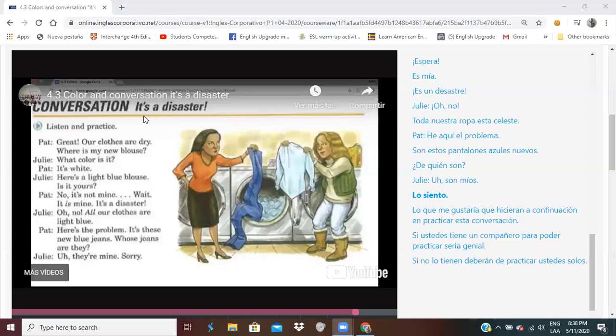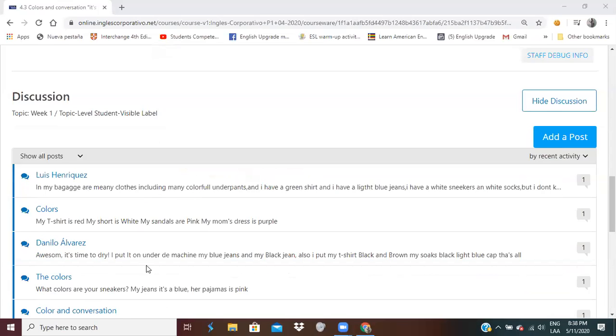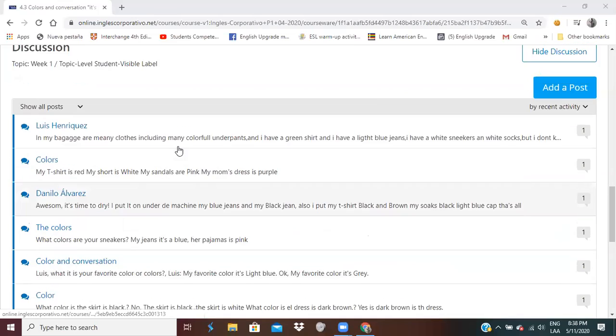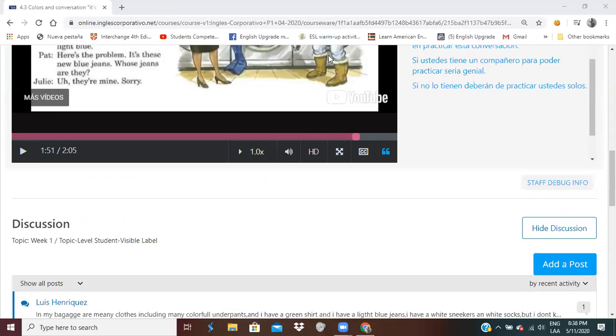Ok, ahora lo que vamos a hacer es una conversación similar a esta y la vamos a escribir aquí en la discussion forum. Solo le puede cambiar, por ejemplo, blouse, puede ser t-shirt, o white, puede ser blue, puede cambiarle las prendas o los colores. Y vamos a escribir el diálogo aquí abajo en el discussion forum. Los voy a poner en parejas. Cada quien lo tiene que hacer en su propia plataforma, obviamente. Vamos a trabajar en parejas para ayudarnos, pero cada quien lo tiene que hacer en la plataforma.